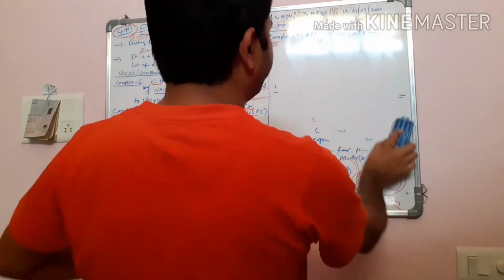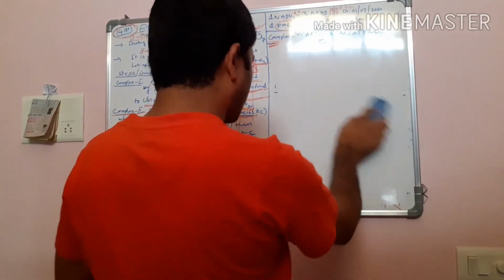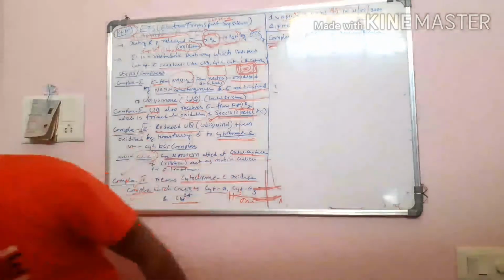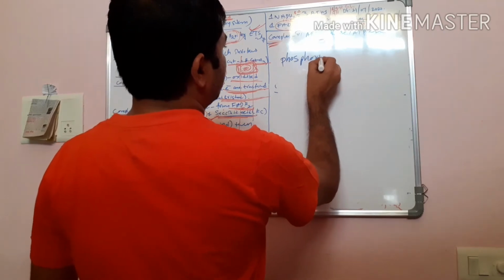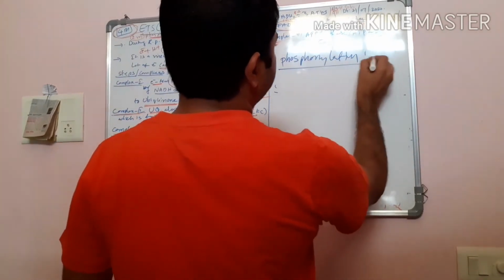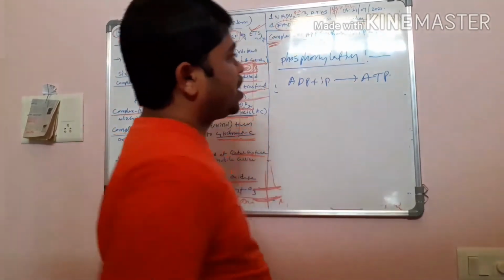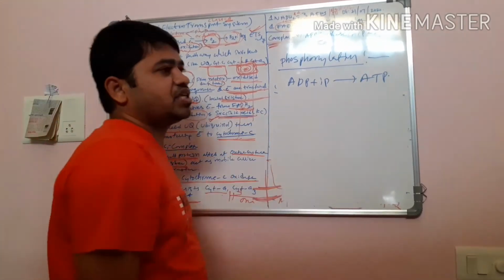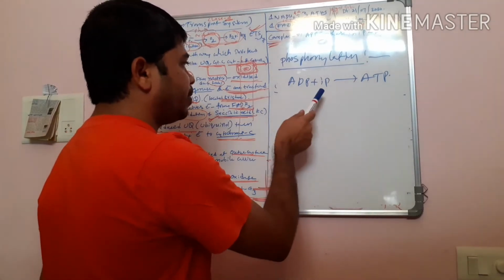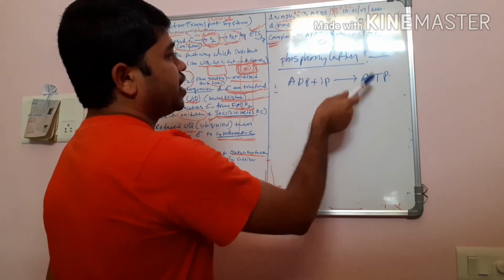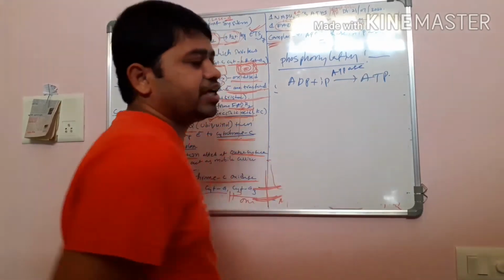The next and last topic in this ETS, electron transport system, is phosphorylation. What is phosphorylation? I already told you in previous classes. Simple one. The process of formation of ATP from adenosine diphosphate and inorganic phosphate. Adenosine diphosphate combines with one molecule of inorganic phosphate and forms what? ATP, in the presence of what? ATPase or ATP synthase during respiration.